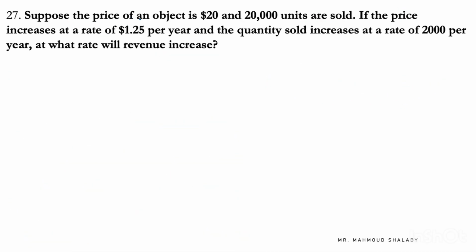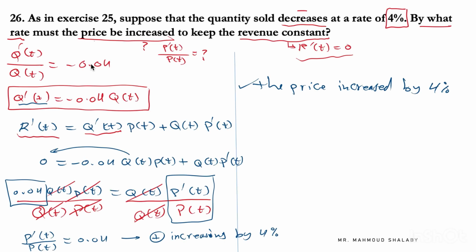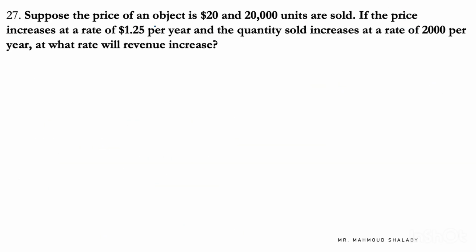What will be the last one here? Suppose the price of an object is $20 and 20,000 units are sold. So what will we write here, and why is this question different compared to the other one? What do you think? First of all, if you remember here, he used to give me percentages. That's why I used the relative rate of change. But here he's giving me normal numbers, not percentages.